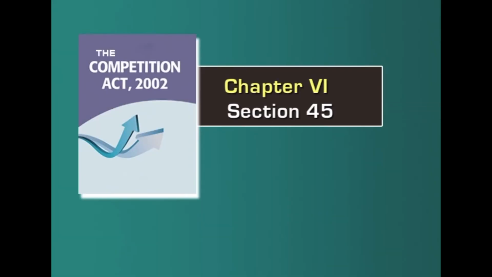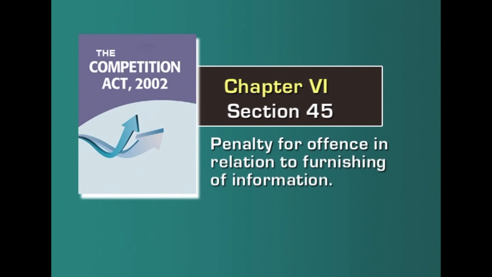Section 45 deals with penalty for offence in relation to furnishing of information. This is again dealing with furnishing of information, which says that failure to furnish information, or if the person furnishes false information or omits to furnish such information as called for by the Commission, is liable for a penalty which may extend to rupees 1 crore, and the Commission may pass such other orders in connection thereto.